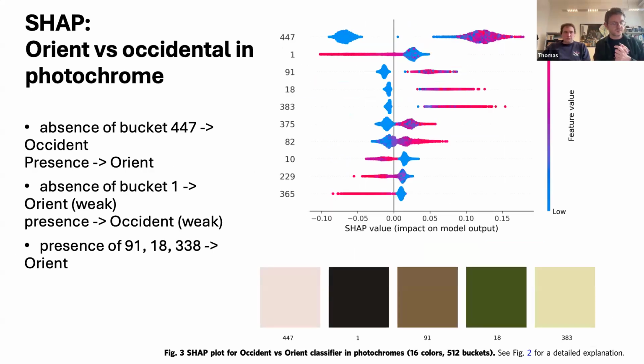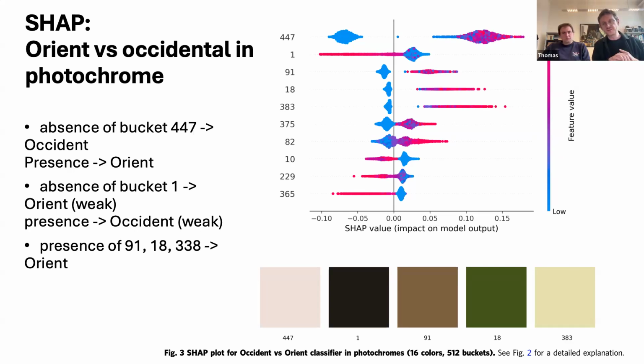So very briefly, for a second classifier, we looked at the difference within photochromes, because that's the only one in which we could make a difference between Occident and Orient. Also at the SHAP values. And here, we also see that there are particular colors, and I won't go into all the details, that really show that an absence of a color pushes it into a certain direction, whereas the presence pushes it sometimes to another direction, or sometimes is also weak. So we see this interplay between absence and presence of colors, and not just the presence of the color.